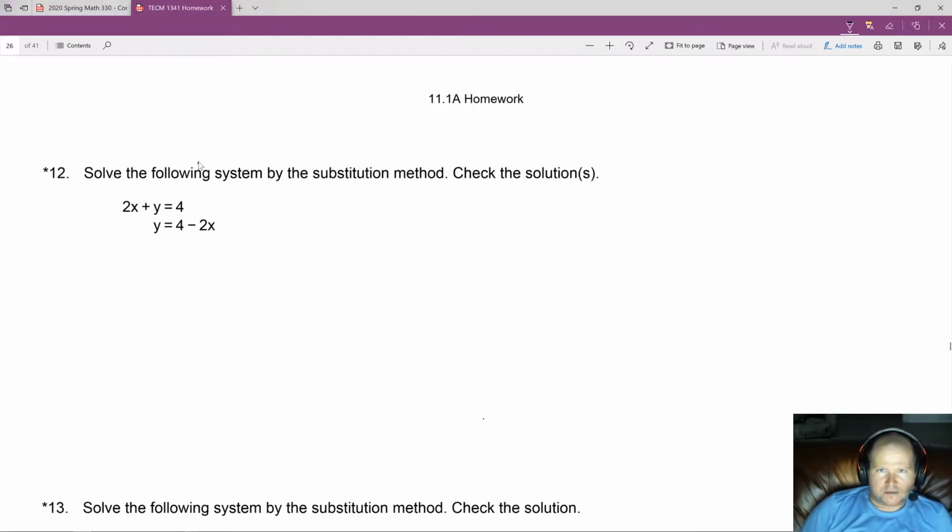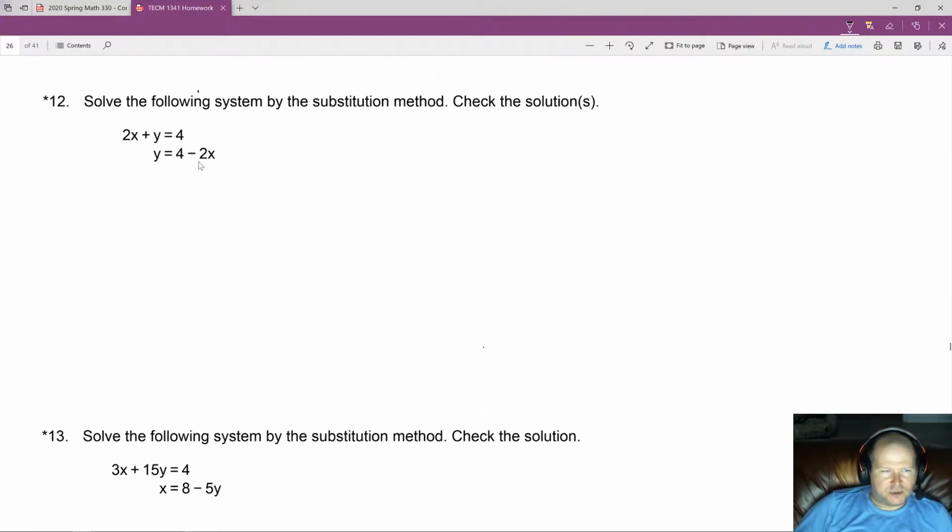11.1a, Homework Part 4. Solve the following system by substitution method to check these solutions. This y right here is already solved for, so y is equal to 4 minus 2x. Wherever I see a y in the first equation, I'll simply plug in 4 minus 2x. 2x plus y, being 4 minus 2x, is equal to 4.